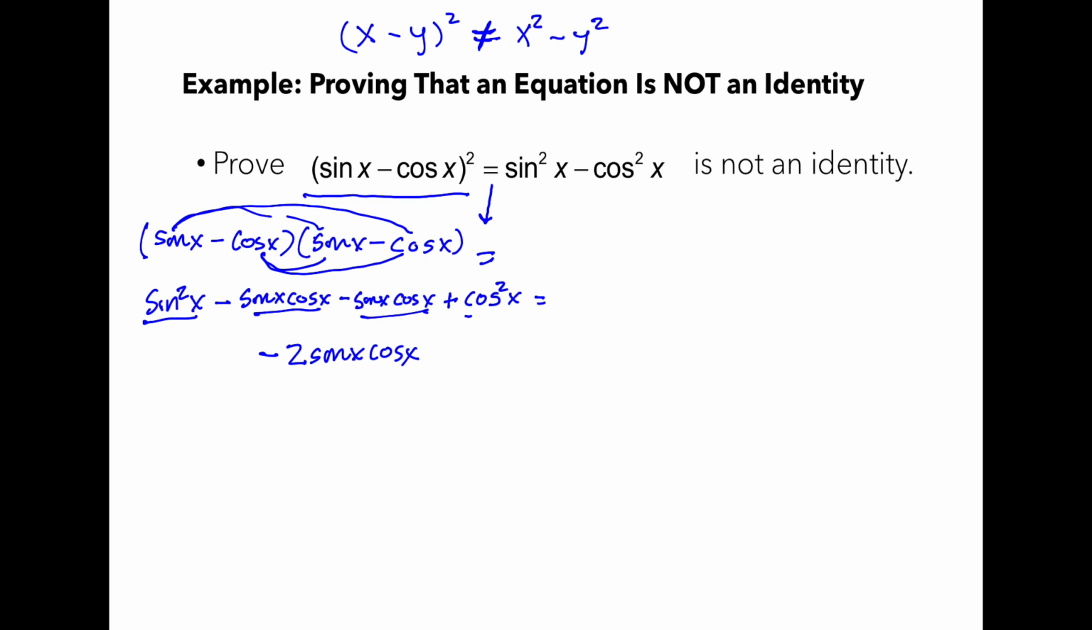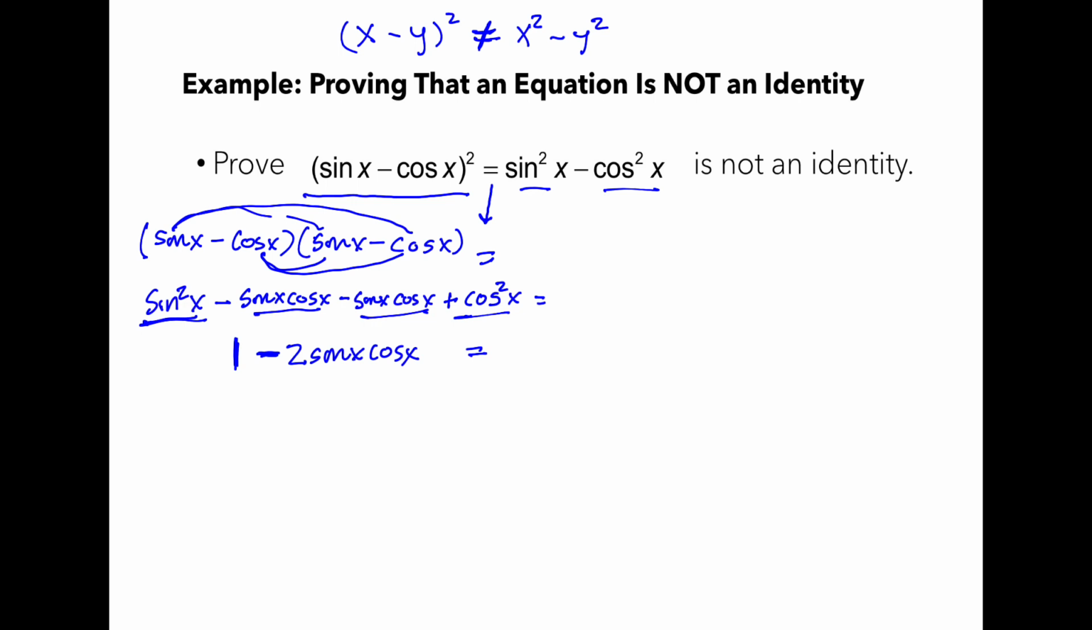And we can also see that I have a positive sine squared x and a positive cosine squared x, and we know that adding those two together gives us 1. And so that would give us 1 here, and then minus 2 sine x cosine x. So far, I haven't gotten something that mirrors what I have over here. But maybe there's stuff I'm missing.